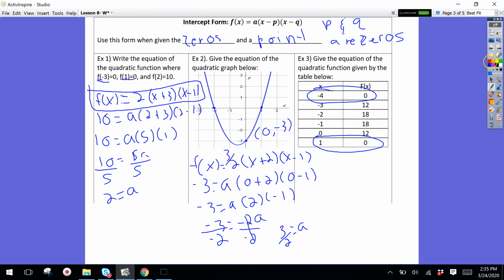So we're going to go ahead and plug that into our equation. So we have f of x is equal to a times parentheses x minus negative 4, so plus 4, and x minus 1. And then what we're going to do is plug in whatever point. So again, I highly suggest choosing something with a 0, so let's choose 0, 12. And so that means our output is 12, and our x is 0.